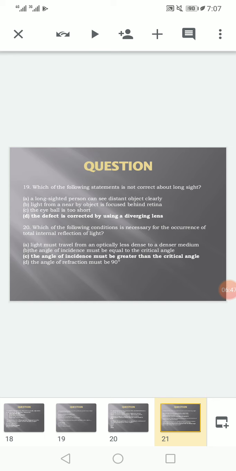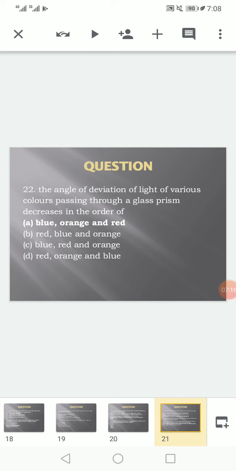Number 20, which of the following conditions is necessary for the occurrence of total internal reflection of light? For total internal reflection of light to occur, the angle of incidence must be greater than the critical angle. That's option C, meaning options A, B, and D are not correct, but option C is the correct answer.